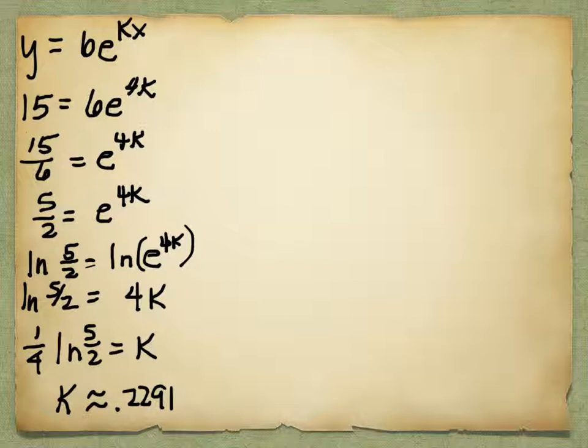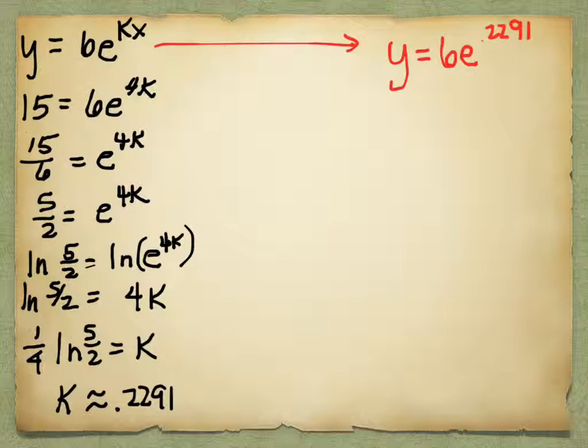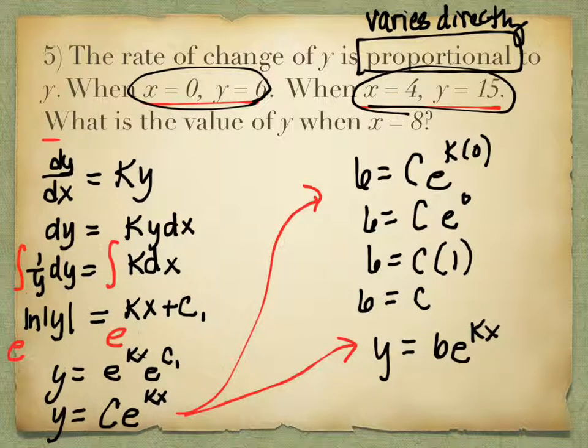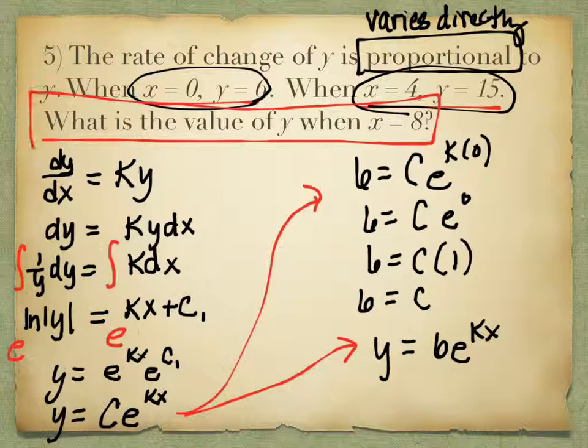2291. All right, so our problem right here becomes y equals 6e to the 0.2291x. Does that look okay? We would be done if we did not have one more piece of question to answer, but we do. The last sentence right here asks us to find out what in the world is y when x is 8.